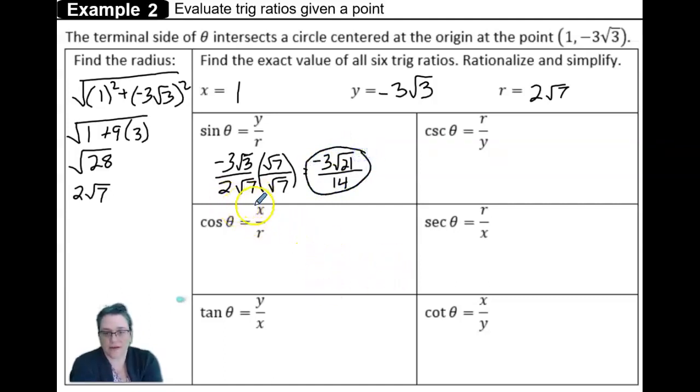Okay, then the cosine of theta is x over r, which is 1 divided by 2√7. Again, we need to rationalize that denominator, so we'll multiply the top and the bottom of the fraction by √7. And that's going to simplify to √7 divided by 2 times 7, which is 14.